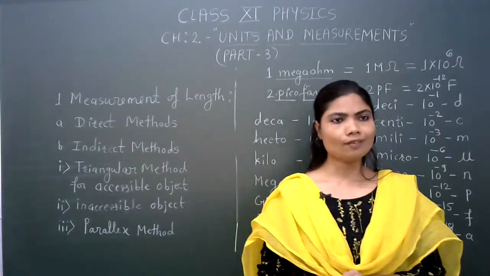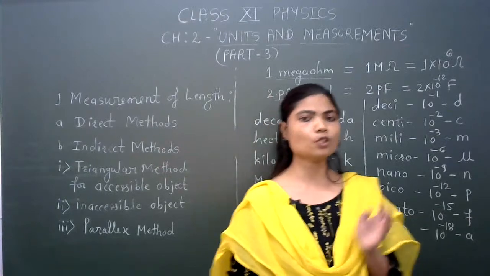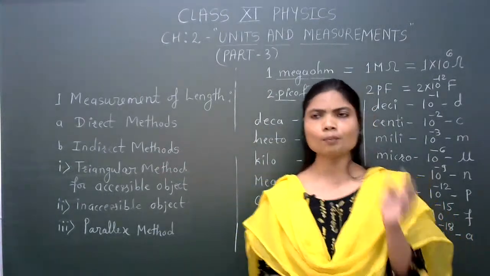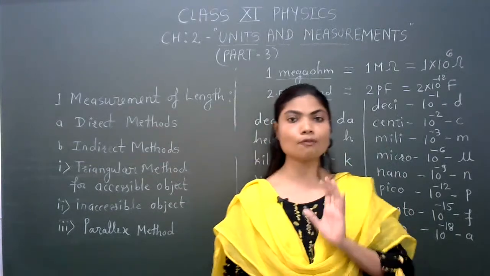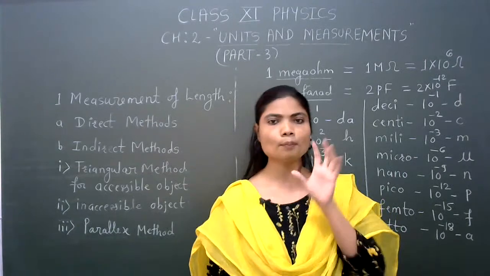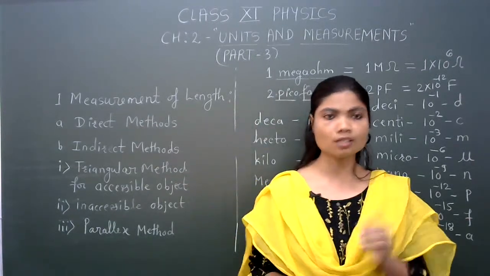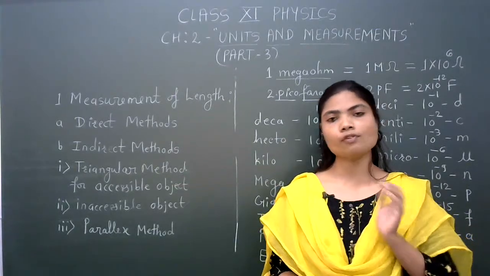Now pay attention, the measurement of length. I have already told you there are 7 fundamental physical quantities, out of which 3 are repeating again and again because they are commonly used everywhere. Otherwise, all the 7 are very important along with the supplementary units known to us, but these 3 are going to repeat again and again. So we have to understand the measurement of length first.